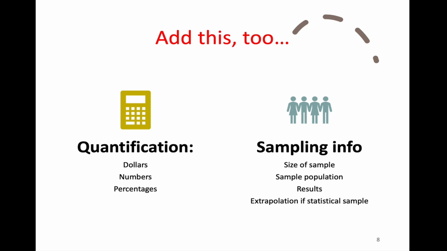If you're following the single audit requirements, you also need to include sampling information. This is a good idea for everybody. But it'd be nice for the reader to be able to look at your work and say, well, what was the population? What was the size of your sample? What are the results? And if you did a statistical sample only, you can extrapolate that to the population.